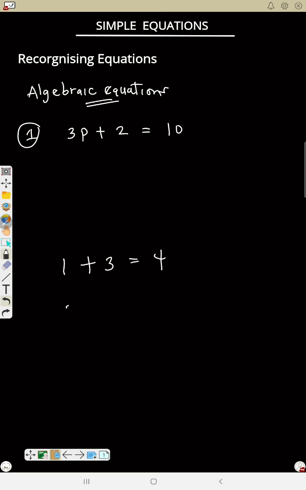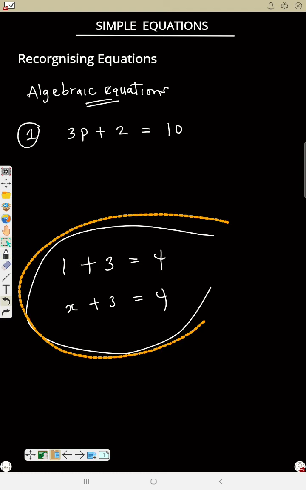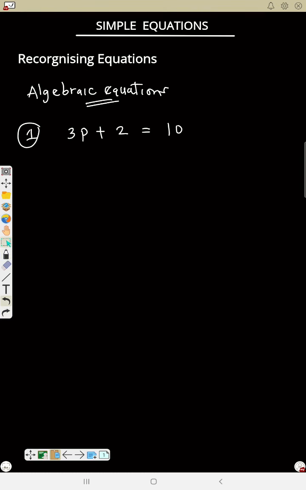But algebraic equation is s plus 3 is equals to 4, meaning we represent it with alphabet. So that is algebraic equation and arithmetic equation. Now give the remaining 4 algebraic equation here. Anyone you like, write number 2, number 3, number 4, number 5. Anyone you like, write it.